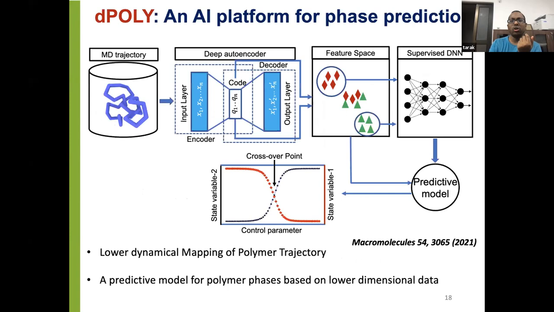We also developed AI platforms and tools to analyze molecular dynamics trajectories. For example, recently we have done something called DPoly, which is an AI platform to analyze polymer trajectories to understand and predict what different kinds of structures and phases exist in a polymer trajectory. So basically, take a polymer trajectory and predict whether your polymer is a coil or a globule, or has a torus or some sort of stacking, and so on. We have tested it for a very simple bead-string level of polymer, and we are trying to explore many other complex polymer architectures.